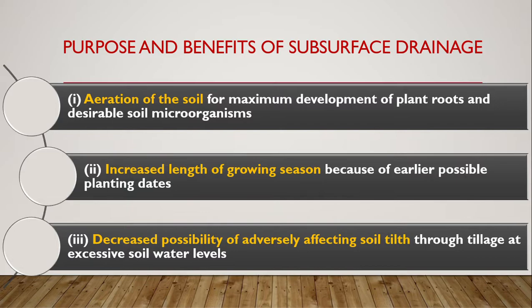So we will see in detail the different benefits of the subsurface drainage system. First benefit is aeration of the soil. Of course, when excess water is removed from the soil, air has a chance to enter into the soil, which causes aeration of the soil, which is very good for plants, and desirable microorganisms can live in it. Second benefit is increased length of growing season because of earlier possible planting dates. So we can plant the crops earlier because of proper drainage. And there is decreased possibility of adversely affecting soil tilth. Tillage condition of the soil is not adversely affected.